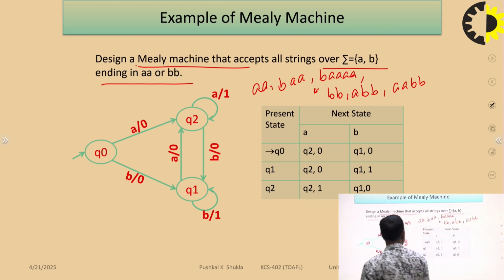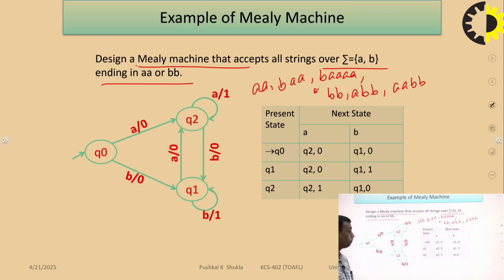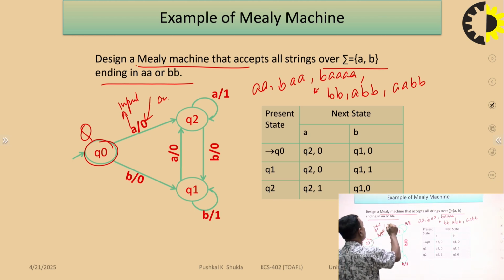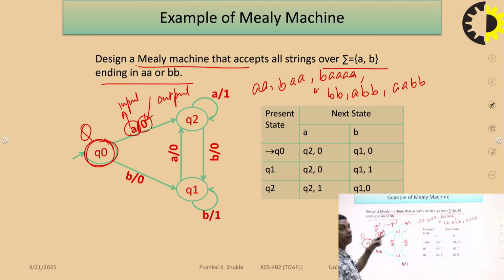So how will we design it? We start from the Q naught state. This is the state Q naught, which is an element of Q. This is the input symbol, and this is the output symbol. So in a Mealy machine, both input and output are there. So this is input A. On the state Q naught, if it takes input A, it produces output 0 and reaches Q2.